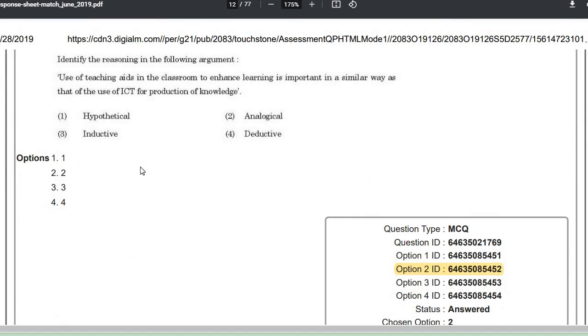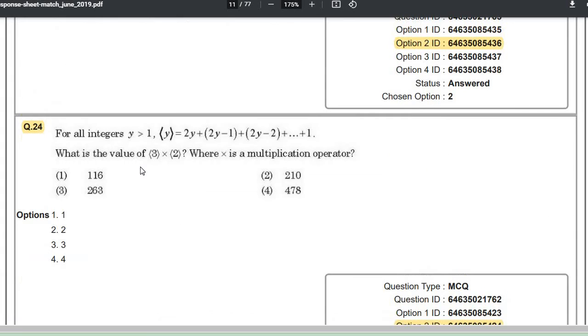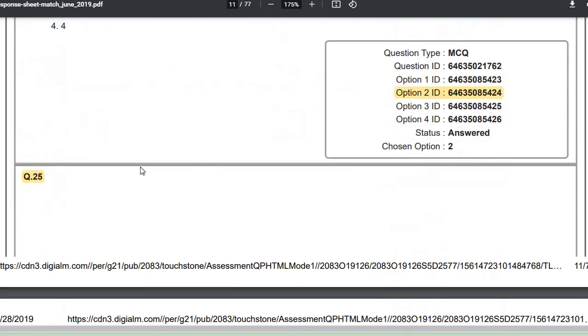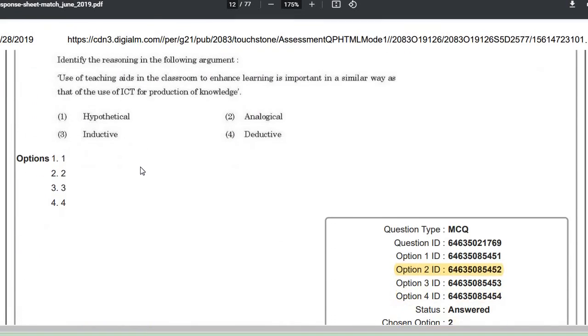On that board, okay, I will explain on the board. So now coming to the 22, 23, 24 questions. Now coming to question number 25, identify the reasoning of the following argument.